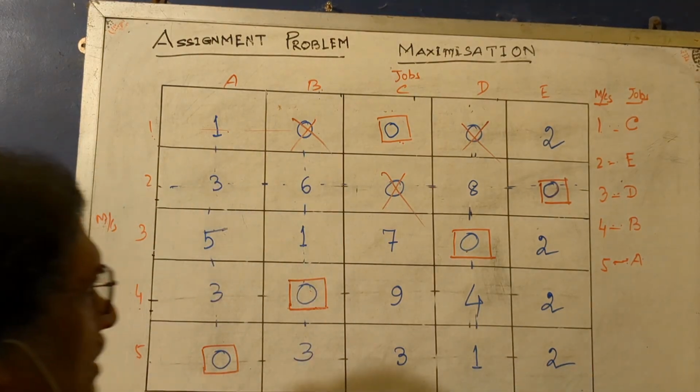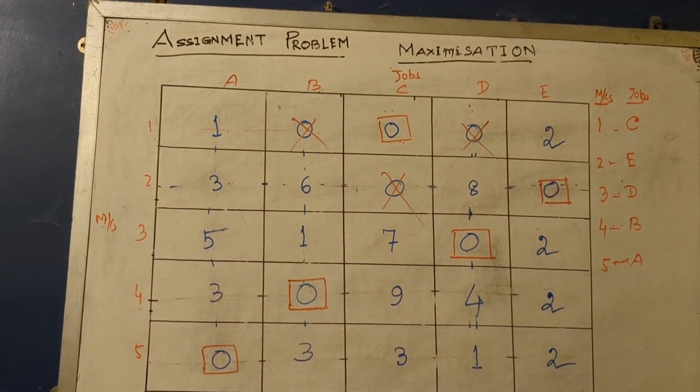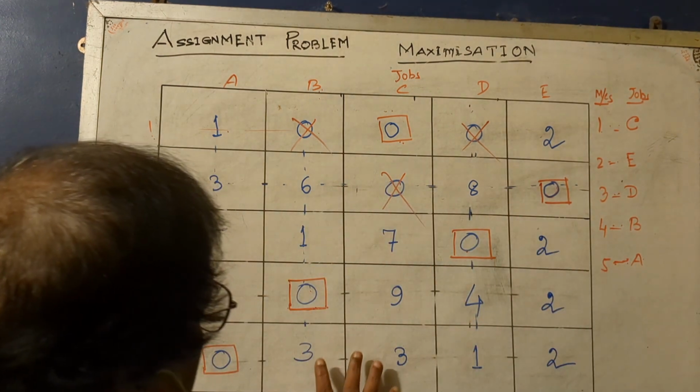And what will be the profit? That is also to be calculated. We have to calculate that also. Now I am using this matrix. I think it is clear.